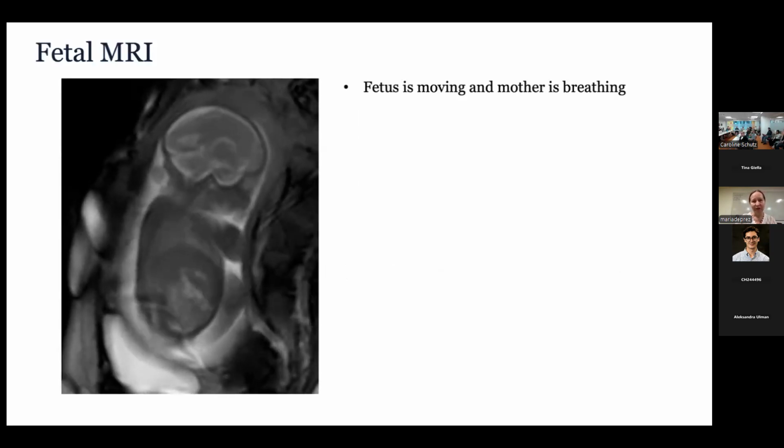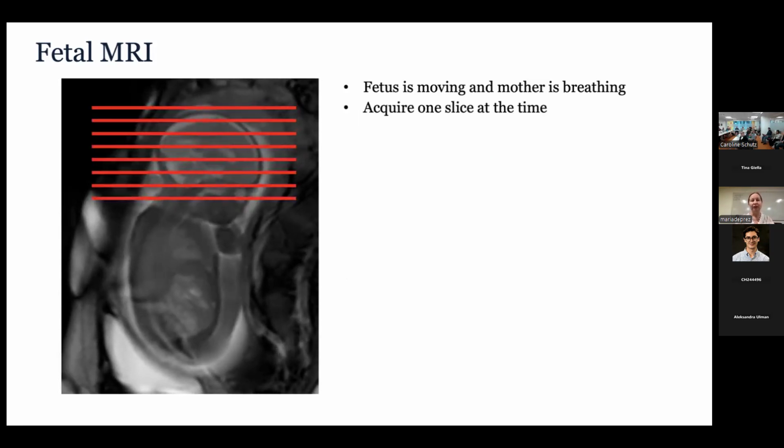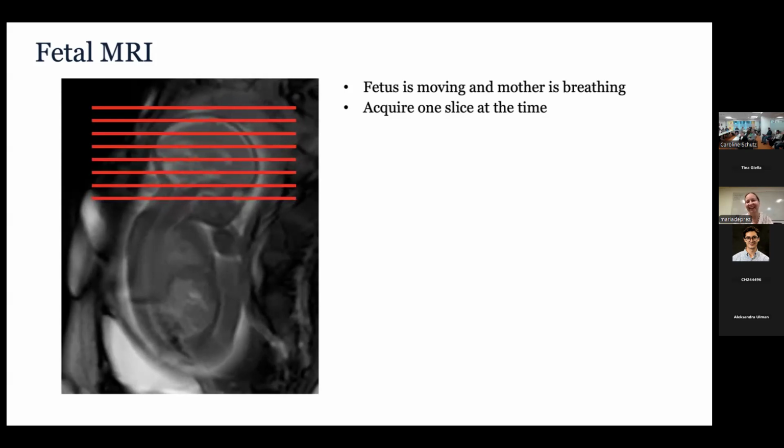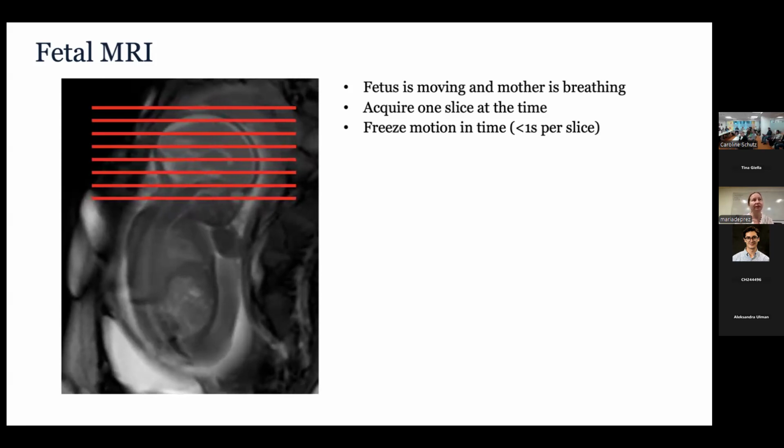So I already told you movement, maternal breathing. So what we do, we have to acquire one slice at a time. We can't do 3D imaging. Or, I mean, maybe we could try, but it won't be very good. So we need to acquire this slice very fast to freeze motion in time, and the rule of thumb is less than 1 second.